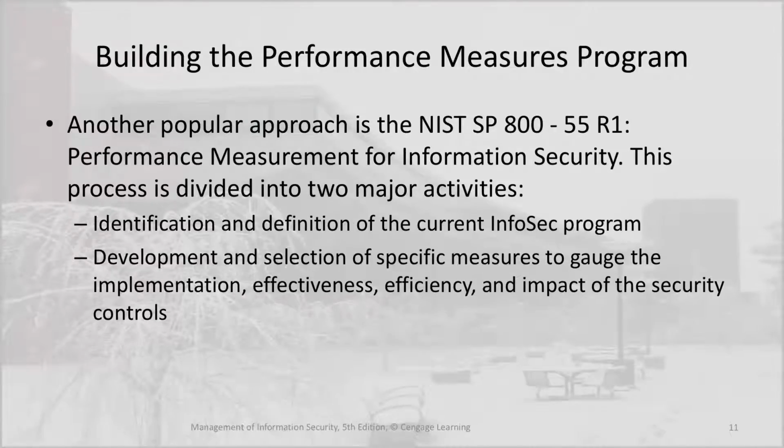Another popular approach is the NIST SP 800-55 Revision 1, Performance Measurement for Information Security. This process is divided into two major activities. First is identification and definition of the current information security program. Second is development and selection of specific measures to gauge the implementation, effectiveness, efficiency, and impact of the security controls.